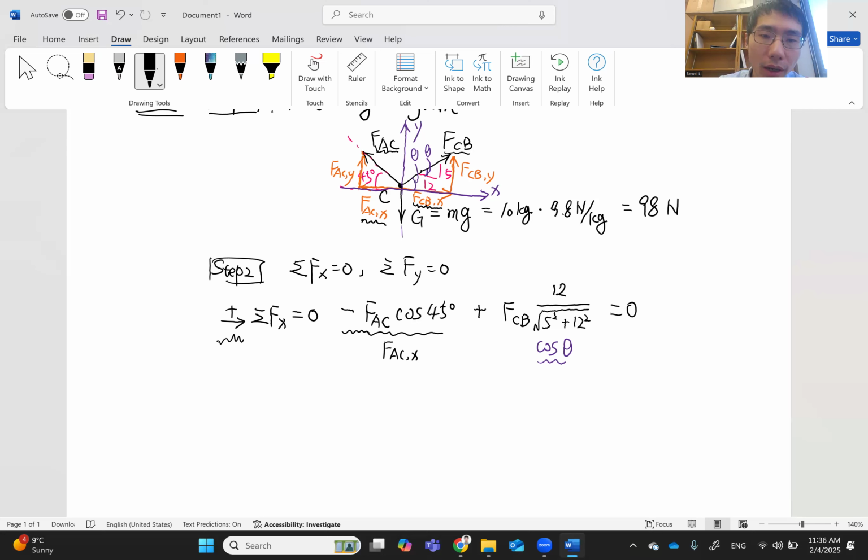Okay. So now similarly, we have the summation of forces along the y direction equals 0. And please note, for the y direction, we assume that upward is positive here.